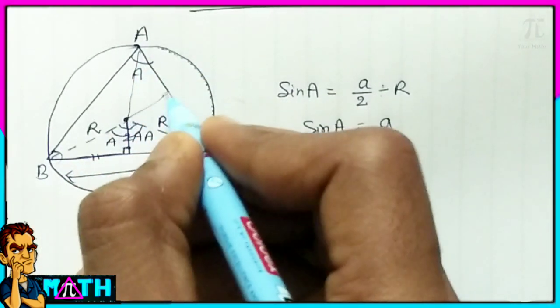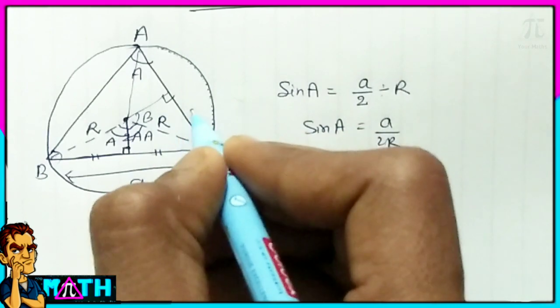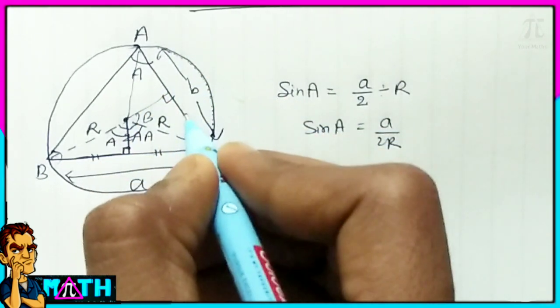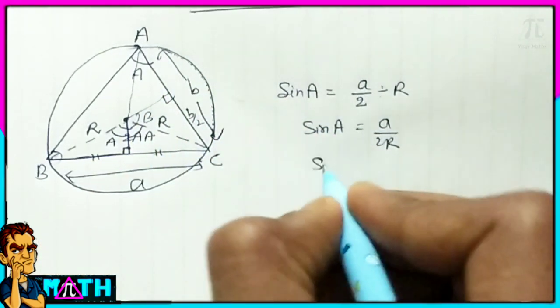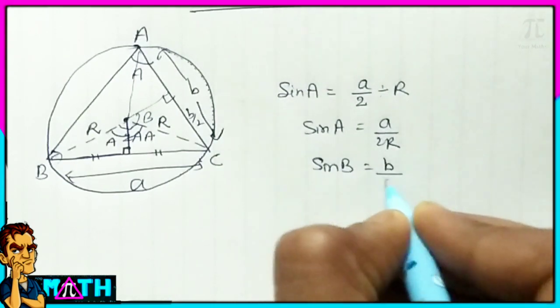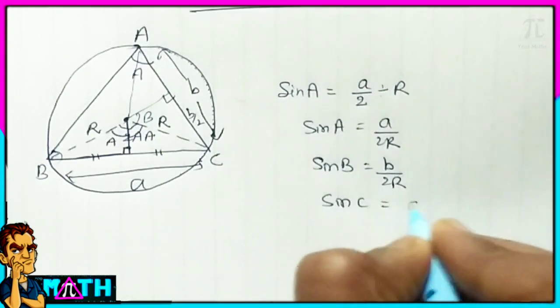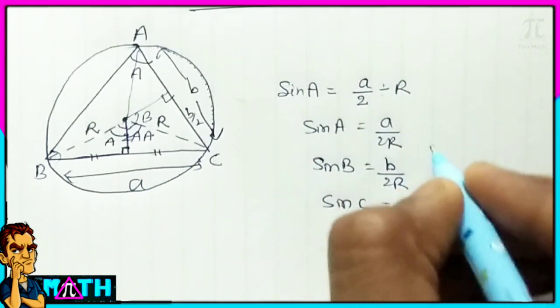Similarly, if I do it for angle B, then this is angle B, this is 90 degrees. If this whole length is b, then this is b by 2, and we can write sine of B is equal to b over 2R. Similarly, sine of C is equal to c over 2R.